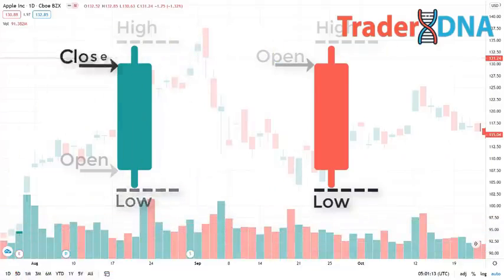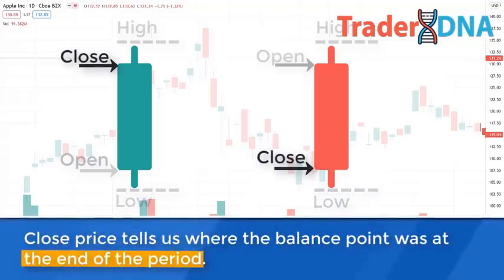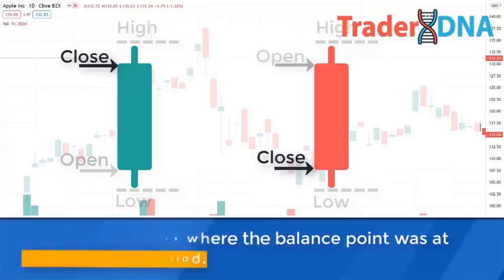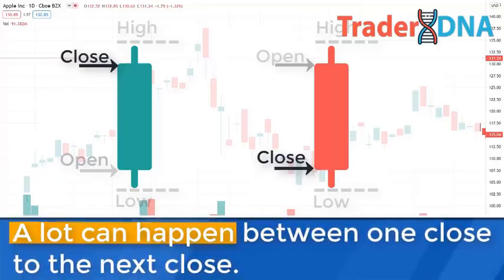The close price tells us where the balance point was at the end of the period. The close is the last price agreed between buyers and sellers ending the trading session. The close is the market's final evaluation. A lot can happen between one close to the next close. The close represents the sentiments and convictions of investors at the end of the day.